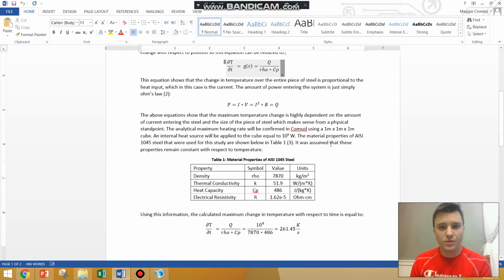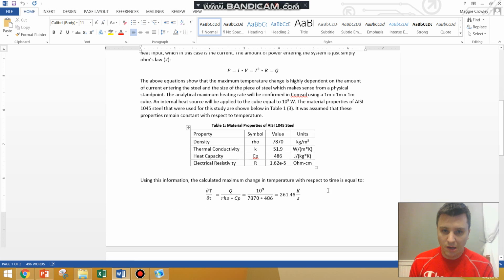So the next thing I had to do was find a bunch of values for the steel. This is a table that basically summarizes the properties that I would use. And there are also some heat transfer coefficients that I needed for the COMSOL model, so I had to find those too. Using these terms here, I was able to solve for the maximum change in temperature with respect to time, and that was equal to 261.45 Kelvin per second based on 10^9 watts entering the piece of steel. So I needed to confirm that this analytical solution would be equal to a numerical solution.